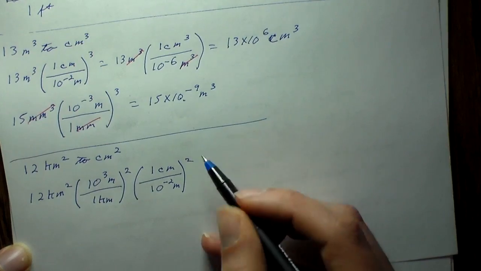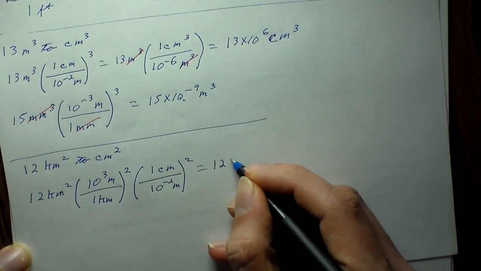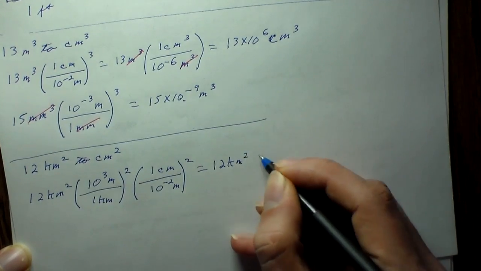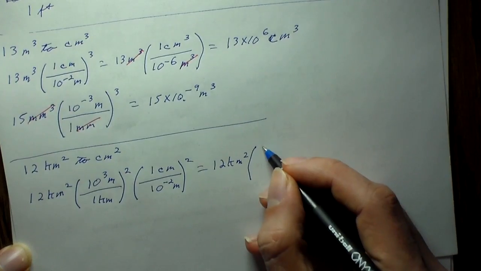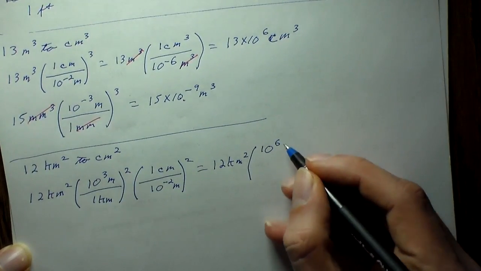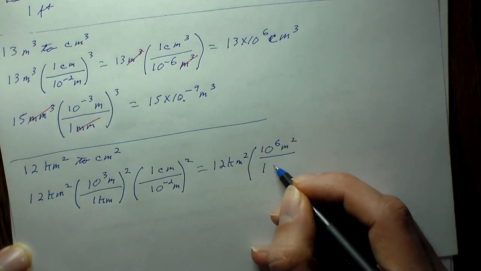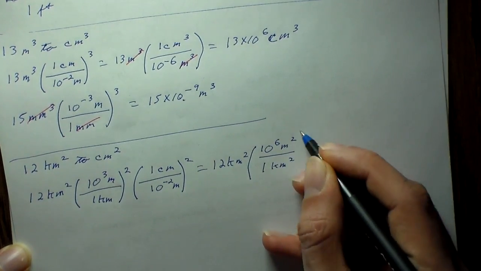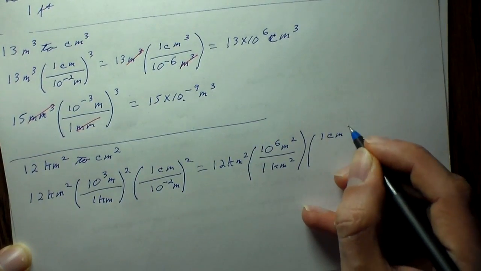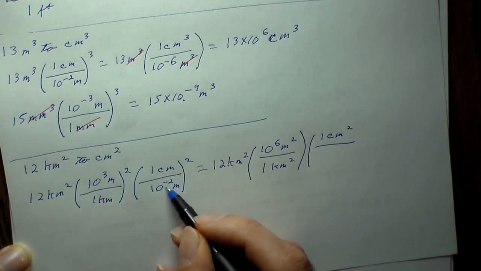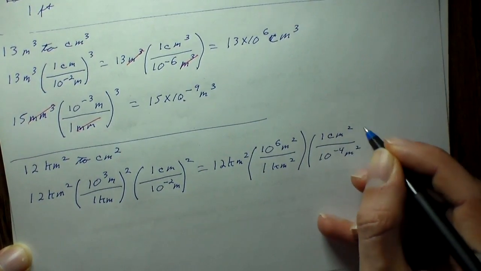Again, square that. And just to write out explicitly what we're actually having here, that's going to be 12 square kilometers. And then 10 to the 3rd squared is going to be 10 to the 6th square meters divided by 1 kilometer squared. And then over here, I'm going to have 1 square centimeter divided by 10 to the minus 2 squared, that's 10 to the minus 4 square meters.